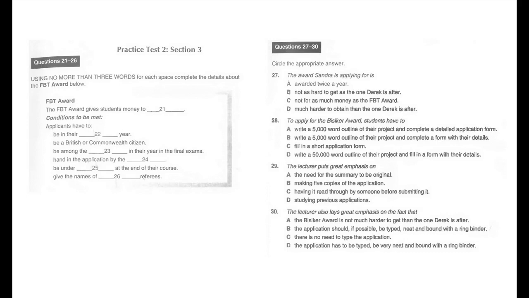And are there any other criteria? Let's see. Well, it says here you have to be under 25 years of age at the end of your final year. Are you? I won't be 25 until September the 27th, so that's okay. And do I need any referees? Yes, 2. And I'm happy to do one for you, and... I was also thinking of asking Dr. Jameson. Yes, I'm sure he'll gladly do one for you.